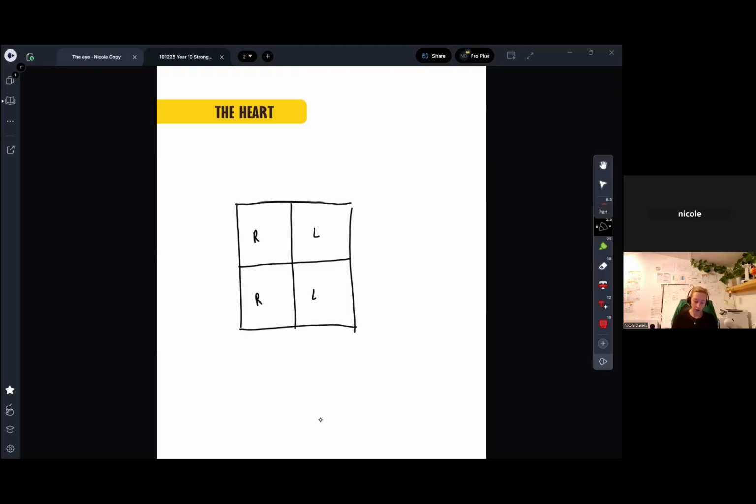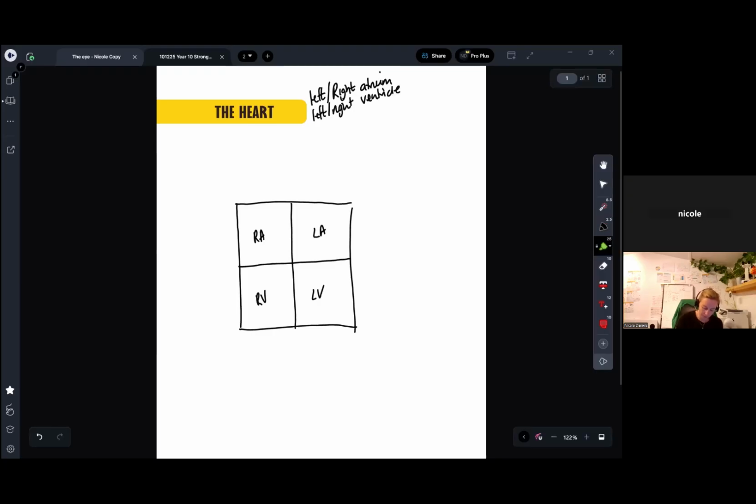The ones at the top are the atria. The ones at the bottom, getting carried away there, the ones at the bottom are the ventricles. So we've got the right and the left atrium, and we've got the left and the right ventricle. So really, the thing that you are remembering is the name atrium and the name ventricle. The atrium at the top, the ventricle are at the bottom.